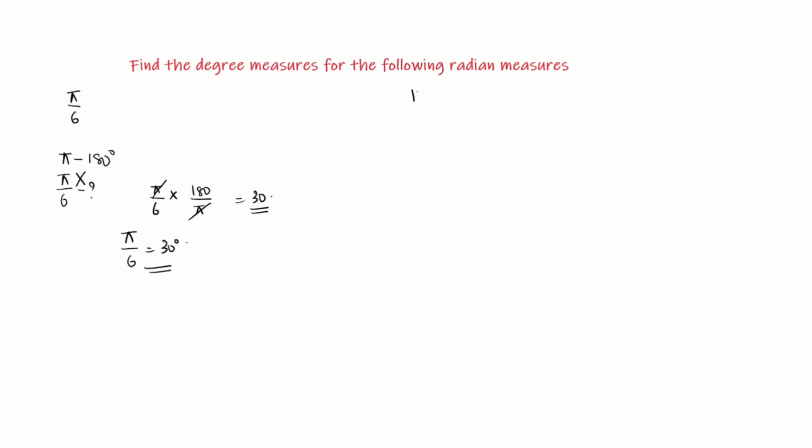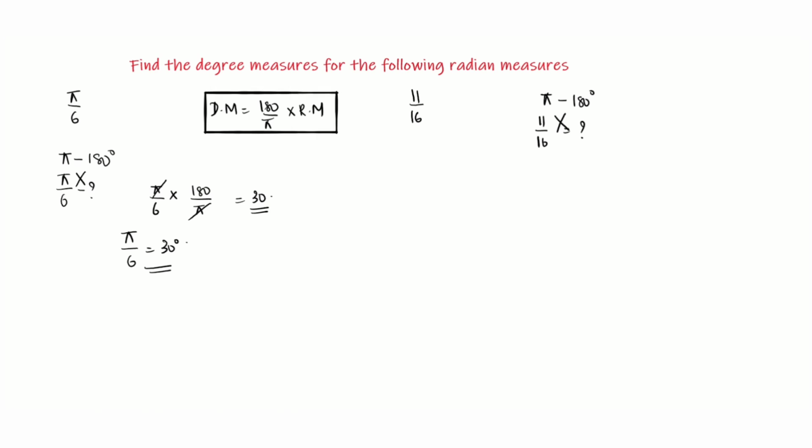Next, let us convert 11 by 16 radians into degrees. We have pi radians is 180 degrees. 11 by 16 is equal to how many degrees? To find out, we will cross multiply. We can also use the relationship between a radian measure and degree measure. So we have degree measure is equal to 180 by pi into radian measure. When we use the relationship also, we will get the same answer.